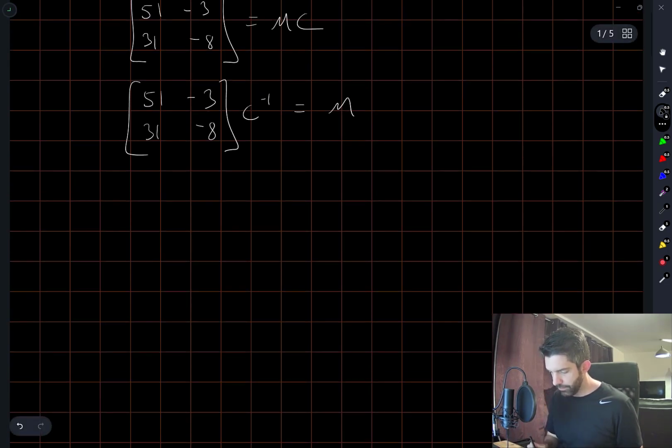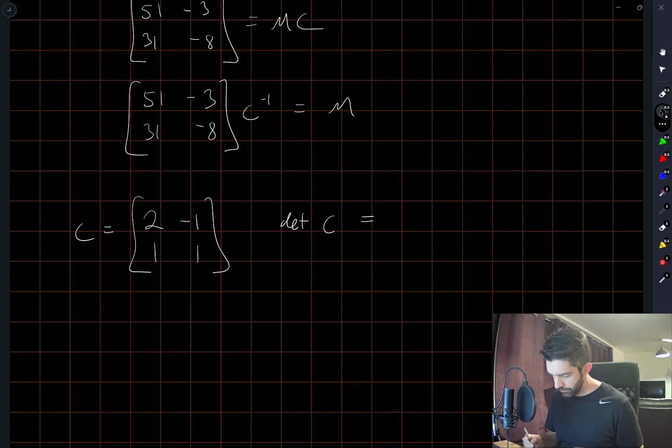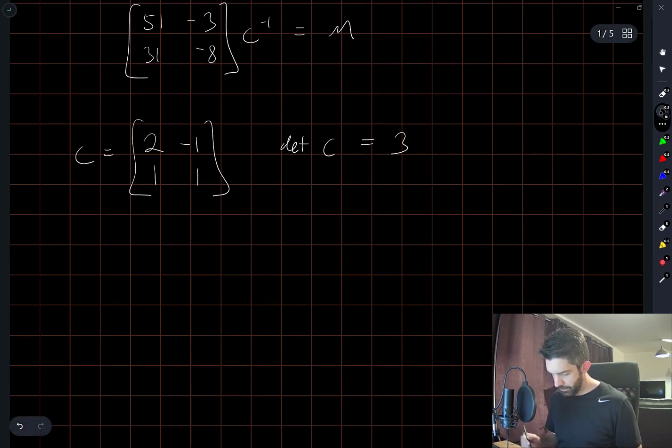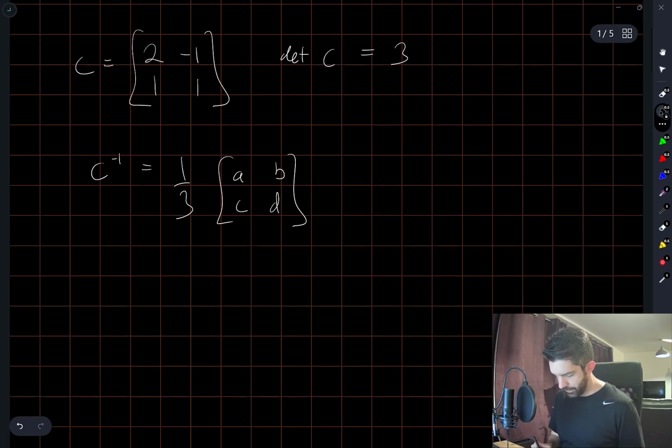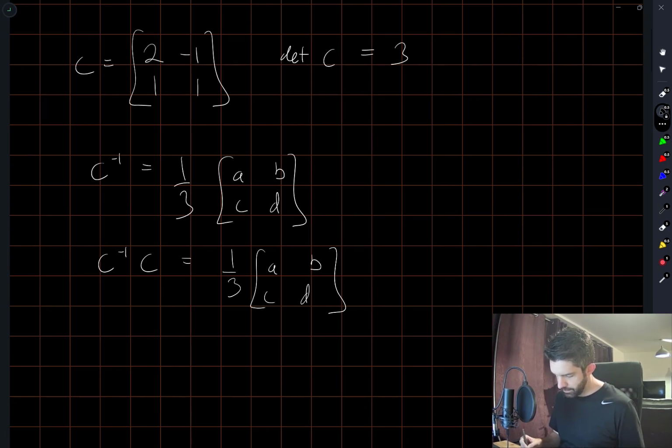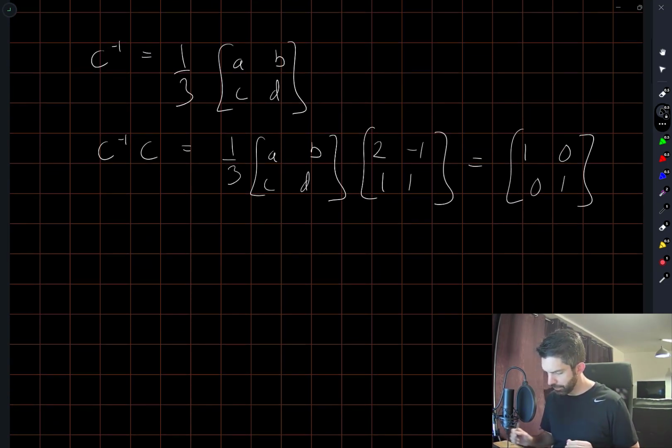Well, what is the matrix C? 2, -1, 1, 1. I know the determinant is 3. So I know that C inverse is going to be 1/3 times something. I'm just going to say A, B, C, D. And let's go, C inverse C is equal to 1/3 A, B, C, D times 2, -1, 1, 1. And this has to be equal to the identity. So now I'm hoping to just be able to solve for A, B, C, and D. Let me work through this on my own, and then we'll come back and pick up.